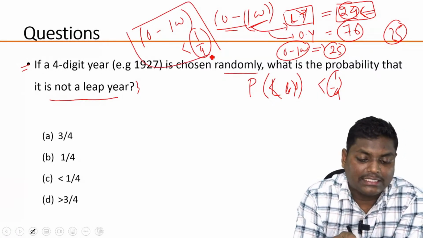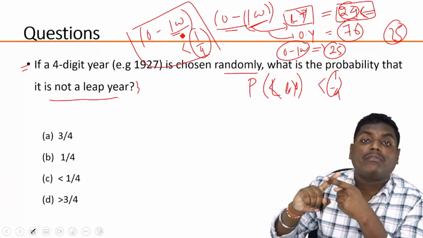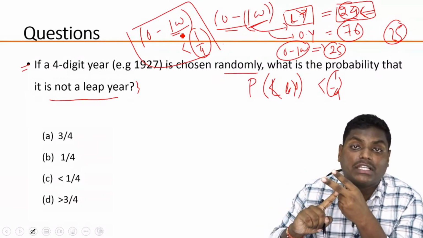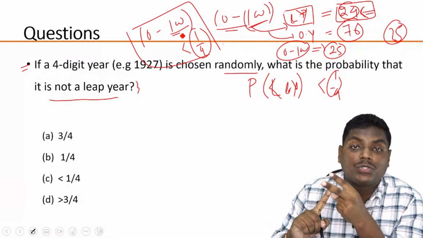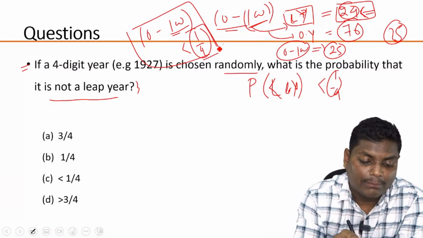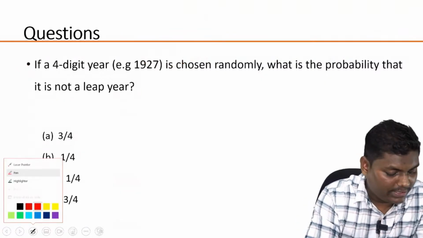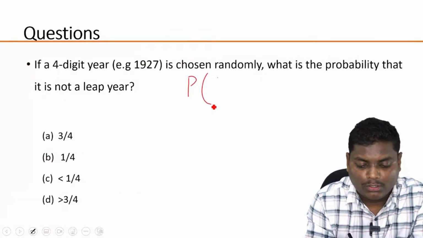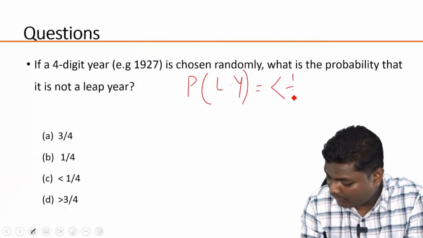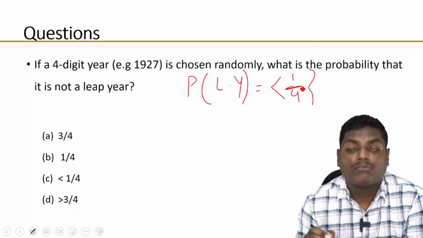But since the 100th year is not a leap year, we have 2 conditions to be satisfied for a leap year. It should be divisible by 4, and if it is a century year, it needs to be divisible by 400. That is the reason why the probability of finding a leap year is less than 1 by 4. Is this clear for everyone? Less than 1 by 4.